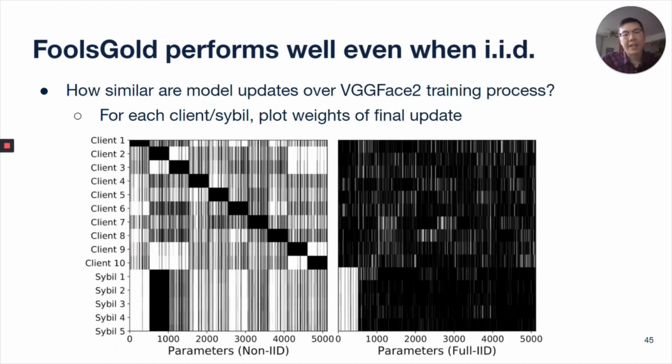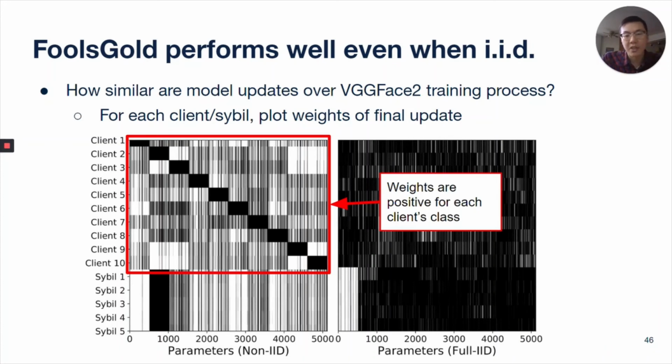One might ask that because we assumed the non-i.i.d. data setting, how much do we rely on it when using FoolsGold to detect whether a client is malicious or not. For this, we perform another experiment where we measure and track the total model update over a VGGFace2 training process. For each client or Sybil in the system, each row pertains to the weights of their final update summed over an entire training process.